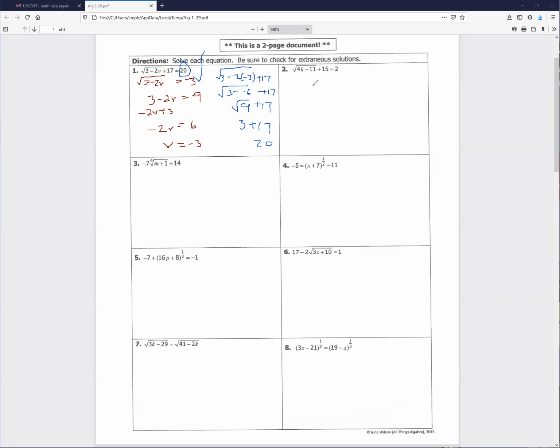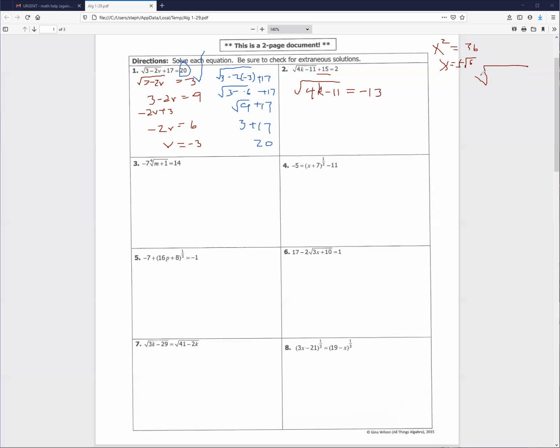All right. Number 2. Outermost thing right here is the plus 15. So square root of 4k minus 11. We're going to subtract 15 from both sides and we get negative 13. Okay. Now, I want you to take a time out and remember what I said earlier when we talk about the square root operator. I realized that when we had like x squared equals a number, we said x equals plus or minus the square root of 6, right? Is there a plus or minus here?